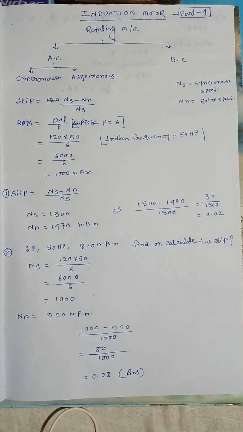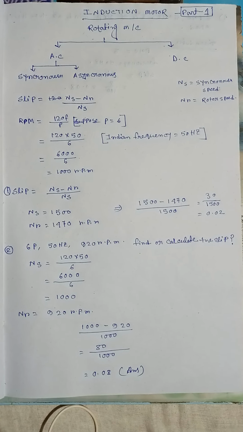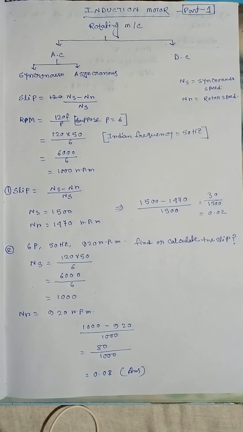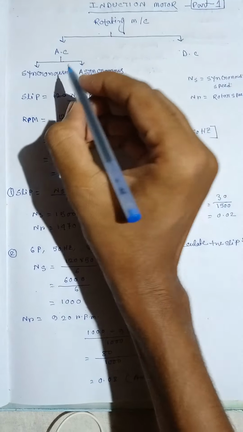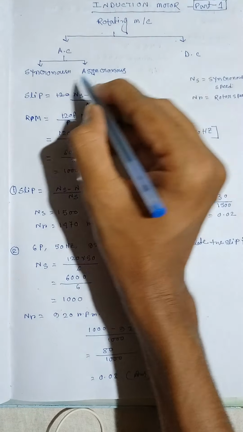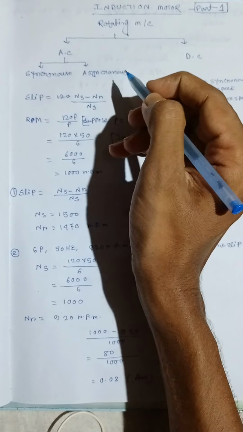Hello viewers, today we will discuss the induction motor and its rotating parts. The rotating parts of the induction motor are basically divided into two parts. Number one is AC, number two is DC. And the AC part is divided into two parts: one is synchronous and number two is asynchronous.